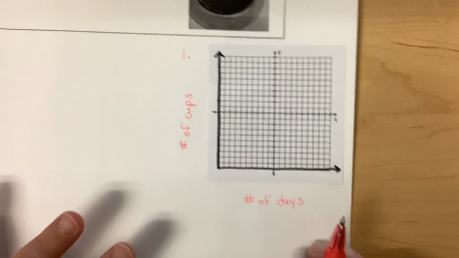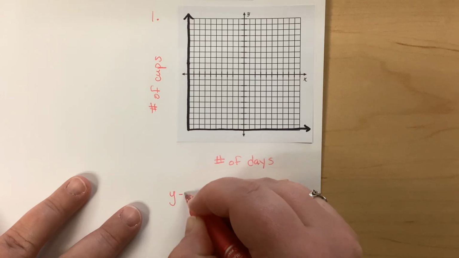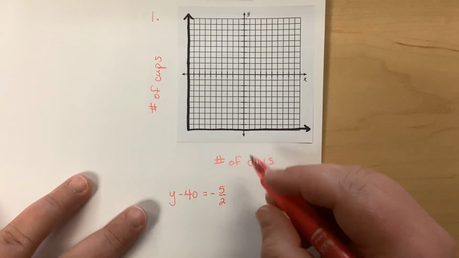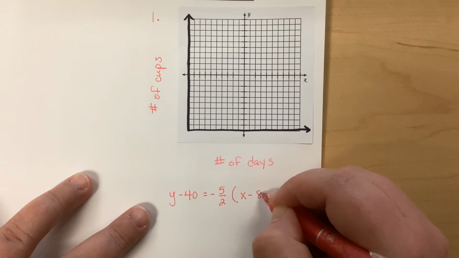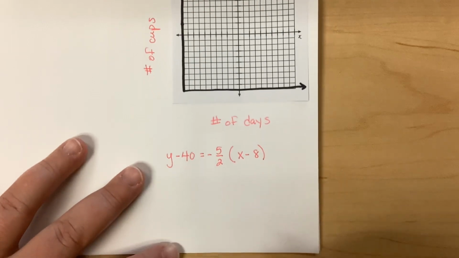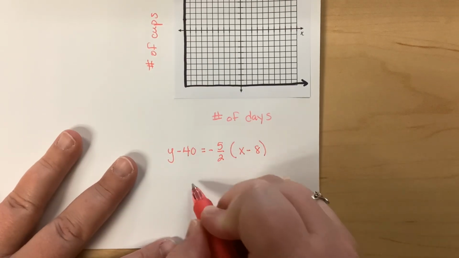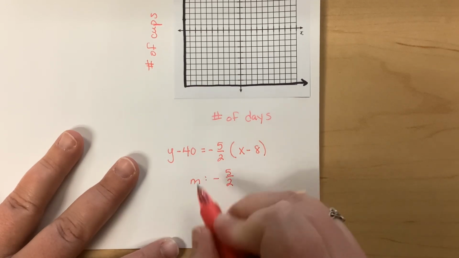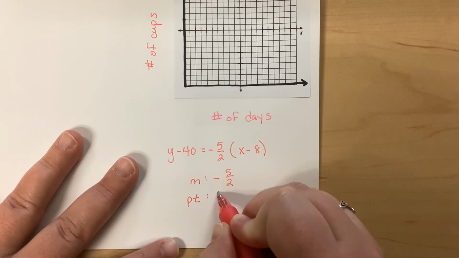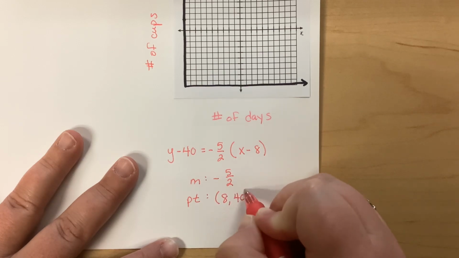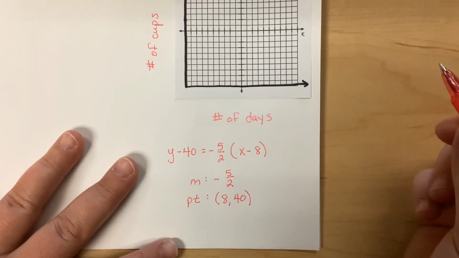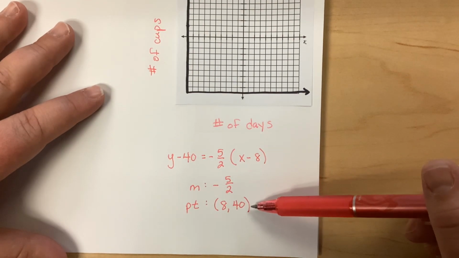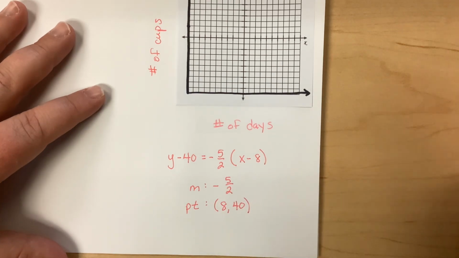All right, so if I take the equation that they gave us, which was this, y minus 40 equals -5/2 times x minus 8. Remember that this number right here in front of the parentheses is our slope, so we know that m is -5/2, and we know that our point, or pt, is 8, 40, because remember, it's the opposite of what they give you. Okay, so when I go to scale this, I know that I need to get the point 8, 40 on here, and my slope is -5/2.